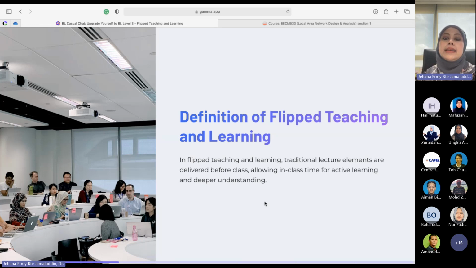So what are the things that are going to be there? There are several factors that go into ensuring the success of flipped teaching and learning, whereby the instructor must be held responsible for preparing all the materials beforehand.